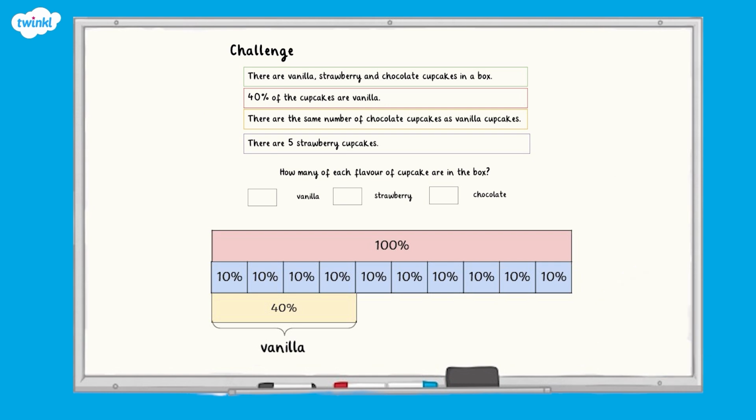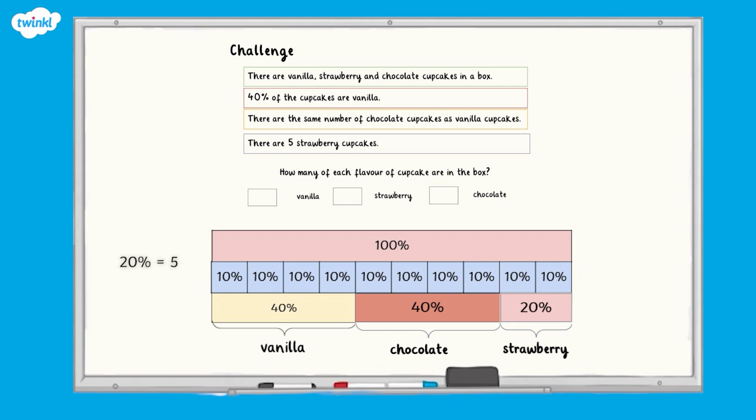Because we know there are the same amount of chocolate cupcakes as vanilla cupcakes, we know that 40% of the cupcakes are chocolate. This means the remaining 20% must be strawberry. The only number we have is for strawberry cupcakes, so we know that 20% is 5. We can then double this to find the number of vanilla cupcakes and chocolate cupcakes. There are 10 vanilla cupcakes, 5 strawberry cupcakes, and 10 chocolate cupcakes.